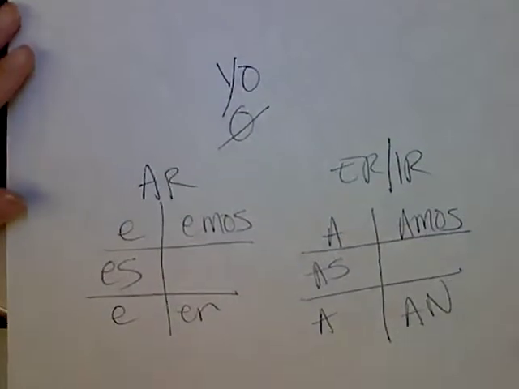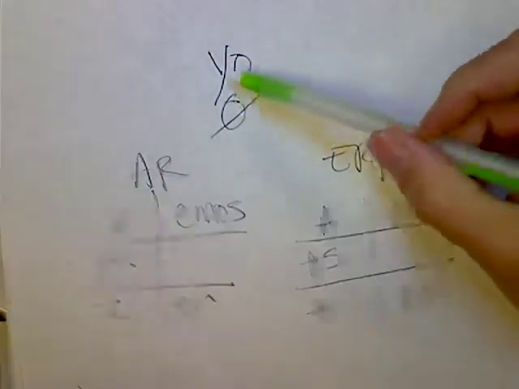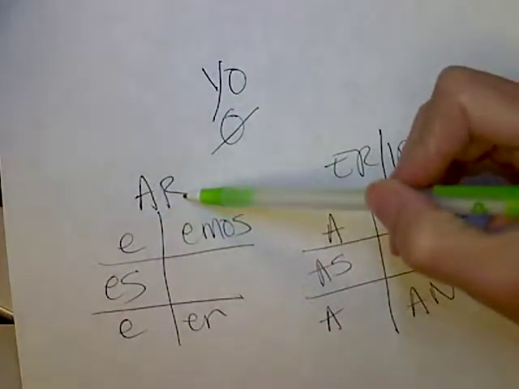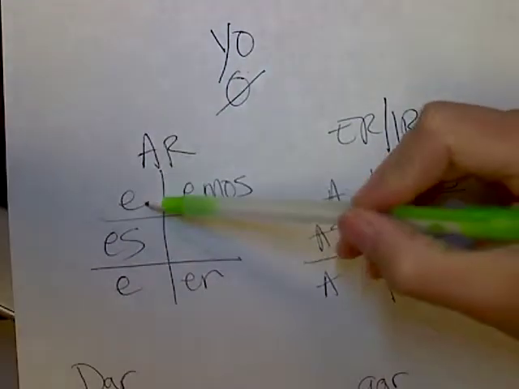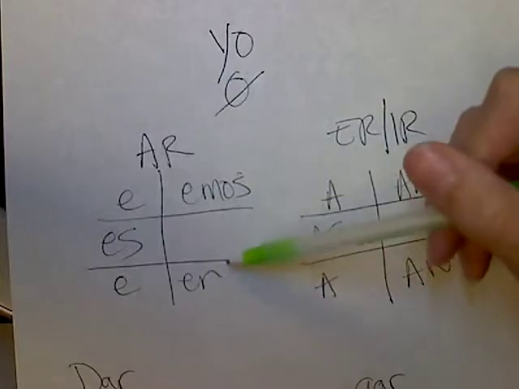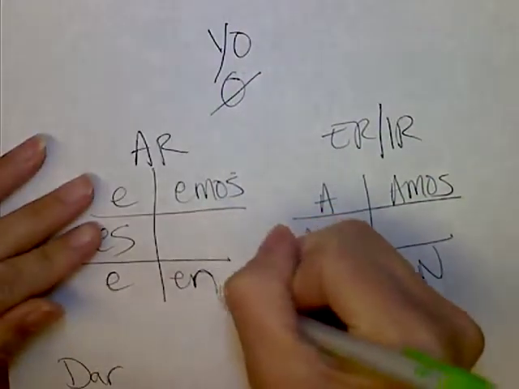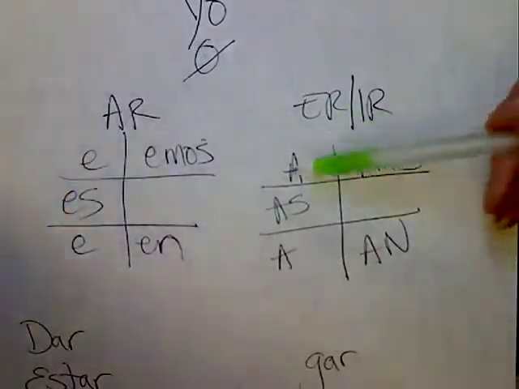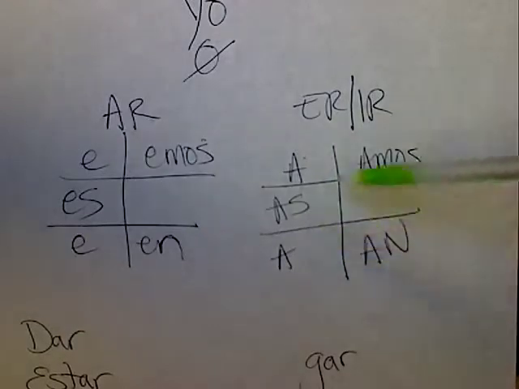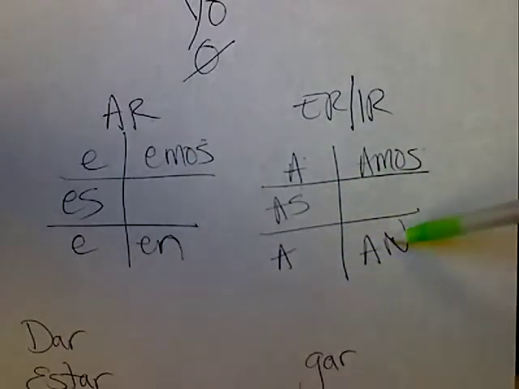Let's review how we form our subjunctive. The first thing you do is you put the verb in the yo form. You take off the o and you switch the endings. So if it's an AR verb, your new ending is E, ES, E, EMOS, and EN. ER and IR verbs have the opposite: A, AS, A, AMOS, and AN.